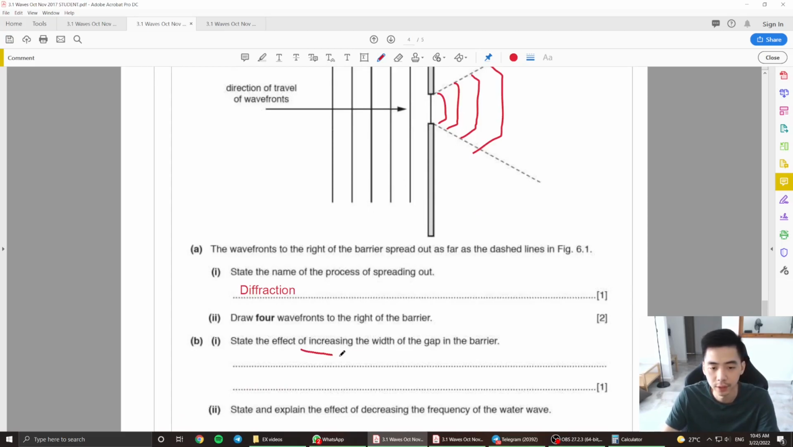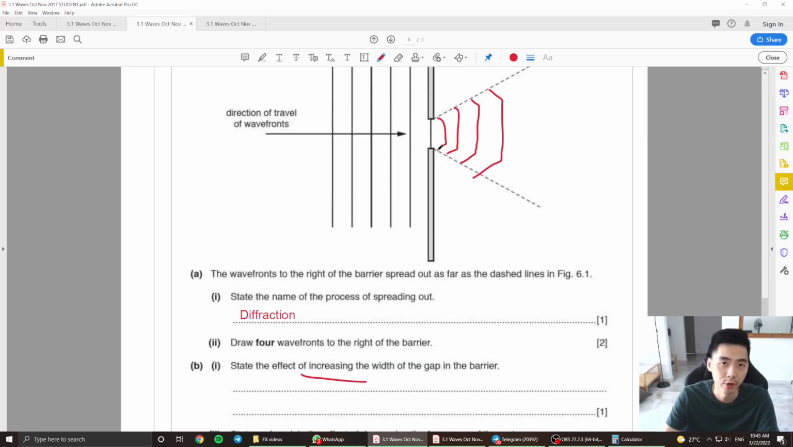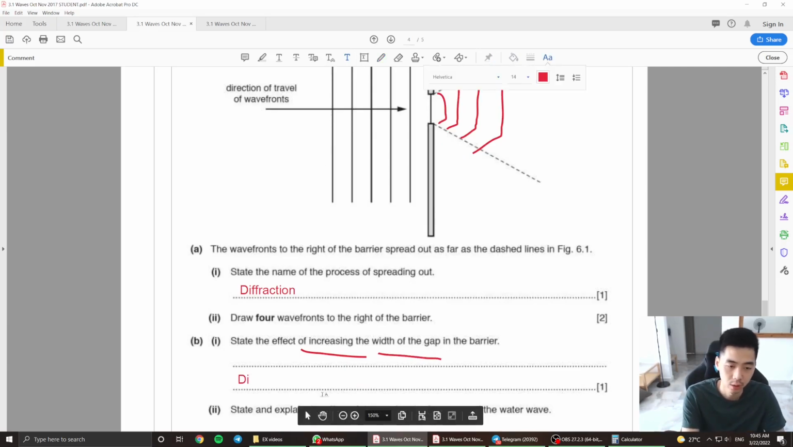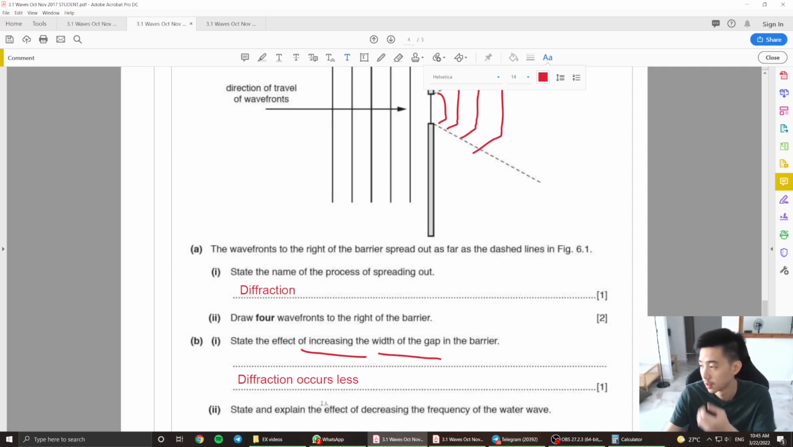State the effects of increasing the width of the gap of the barrier. Obviously, diffraction is going to become even lesser, because when the wavelength is smaller than the gap, diffraction is already very little. Right now, you want to increase the width of the gap some more. So obviously, diffraction decreases, occurs less. Diffraction occurs less.